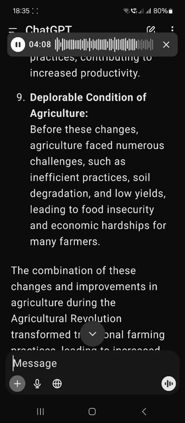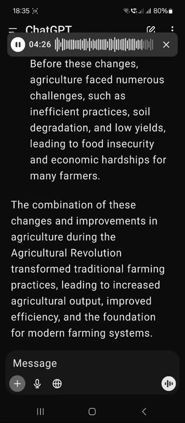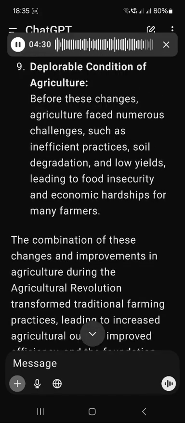7. Increased demand for land. Growing population and expanding urban centers led to an increased demand for agricultural products, encouraging farmers to seek ways to increase production. 8. Big capital in agriculture. Agricultural entrepreneurs and large landowners invested significant capital in modernizing farming practices, contributing to increased productivity.